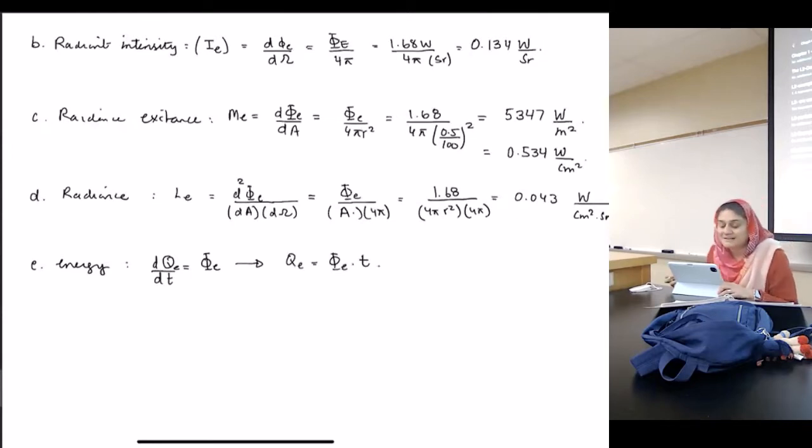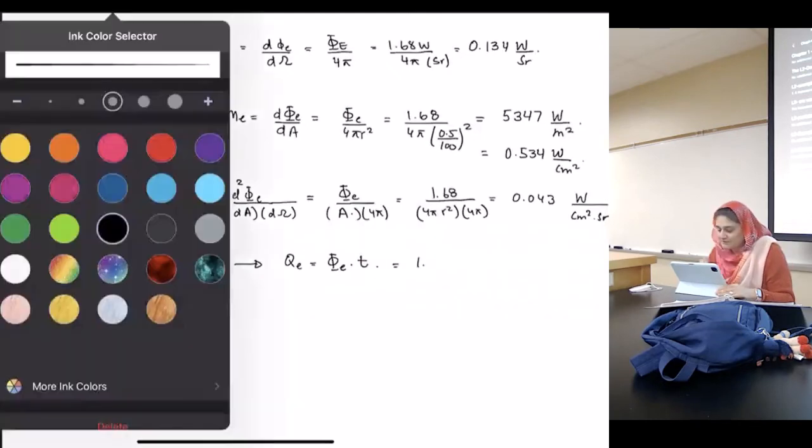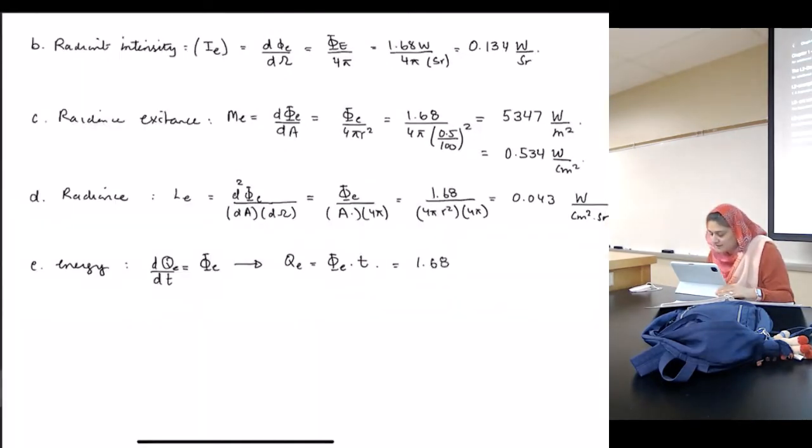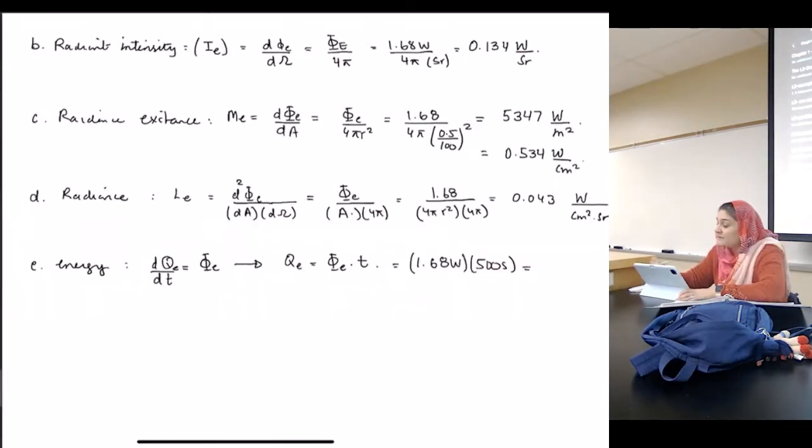And time, it's asking me, is in 5 minutes. So what should I do for the 5 minutes? Convert it to seconds. 5 minutes is how many seconds? 5 times 60? 300. 1.68 watts times 300 seconds. I only heard 500. I was like, so wait, what is it? 504? Yeah.